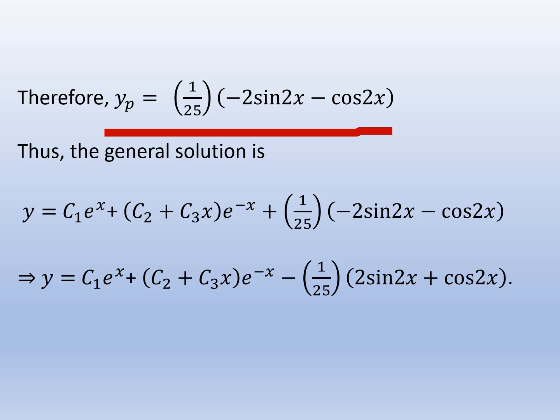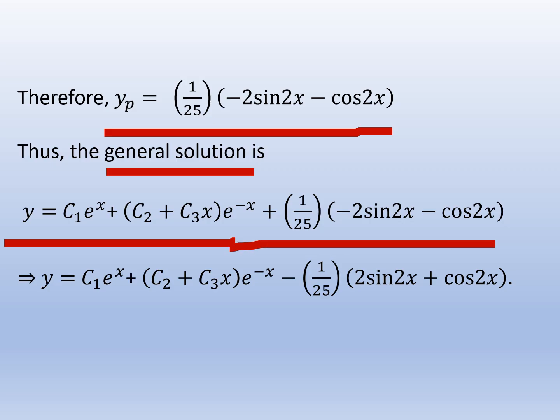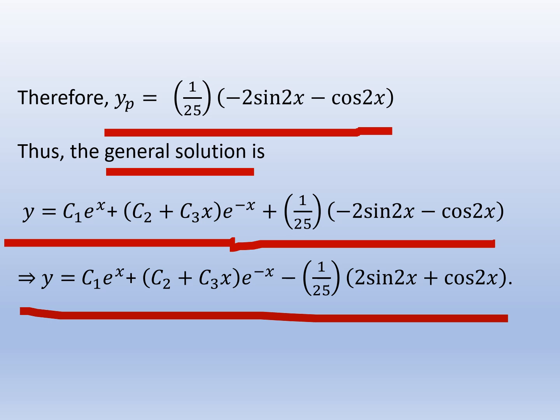Thus, we have the complementary function and particular integral of the given non-homogeneous differential equation. Thus, we write the general solution like this: y equals C1 times e power x plus C2 plus C3 times x of e power minus x plus 1 by 25 into minus 2 times sin 2x minus cos 2x, which can be written as y equals C1 times e power x plus C2 plus C3 times x of e power minus x minus 1 by 25 into 2 times sin 2x plus cos 2x.